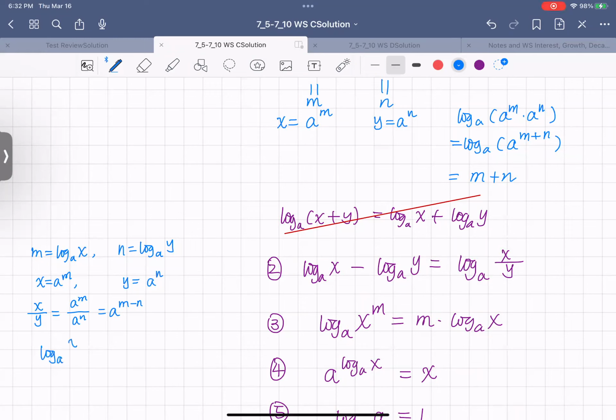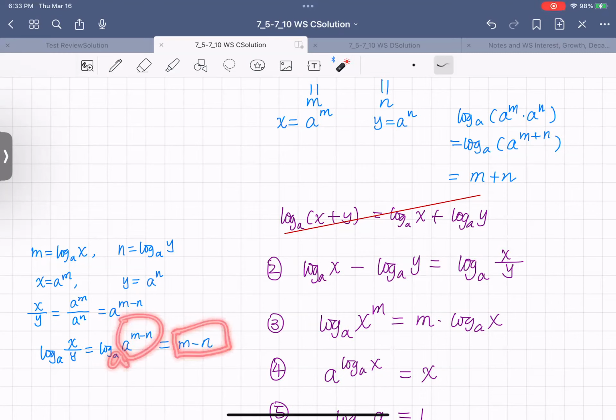And then log a, and you put here x over y. You put log a here, you put a to the power of m minus n. Who is this? This should equal exactly m minus n. Make sense? Yeah. Because a to the power of this equals this. Just because this base to the power of this equals this. Okay? Yeah.